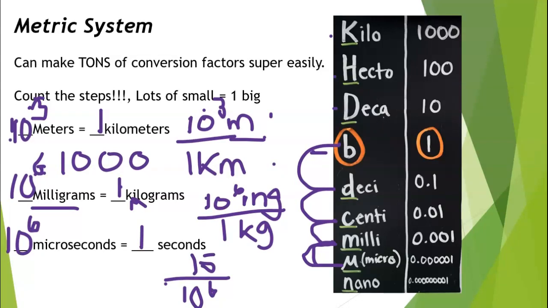We abbreviate microseconds with the Greek letter mu, which looks like this. So I'm going to put microseconds. It is not a lowercase funky looking m. It is a mu, spelled M-U. So make sure you pay attention to that when you are doing your conversions and abbreviations.